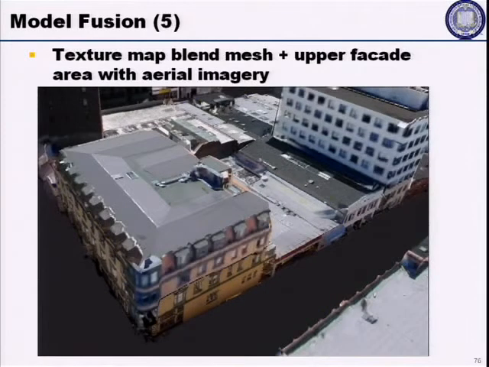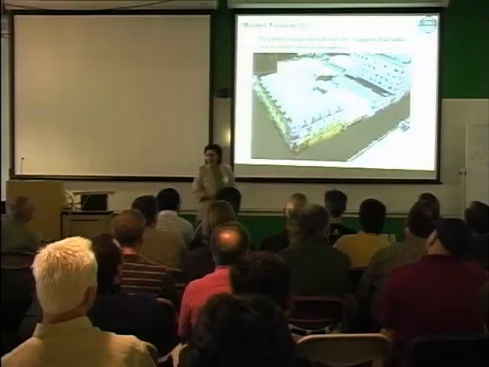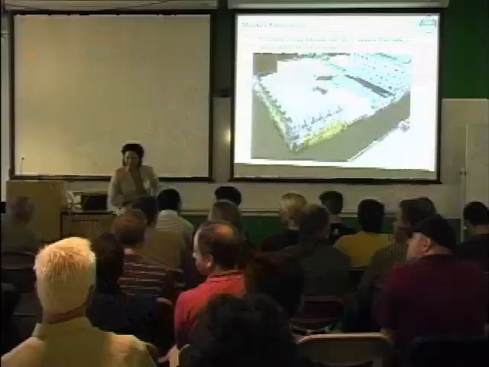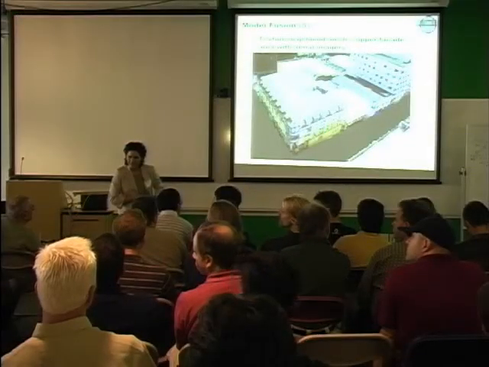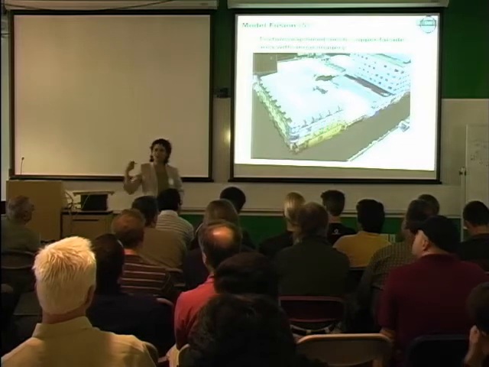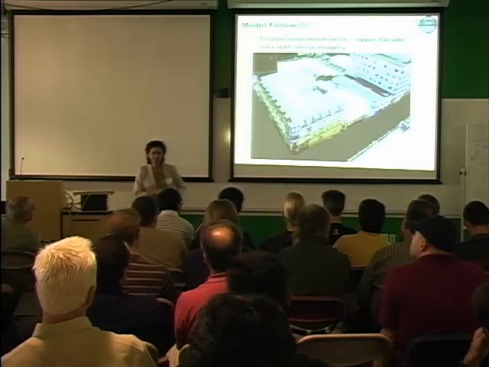And finally, you slap in the airborne picture in order to paint the upper part of the building, which didn't have texture. And so you can see that there's quite a bit of resolution difference and color adjustment that needs to be done. Yeah? If computation were no object, then it's very tempting to apply your copy and paste. Exactly. That's very true, especially because buildings are highly repetitive. That's a very good point.